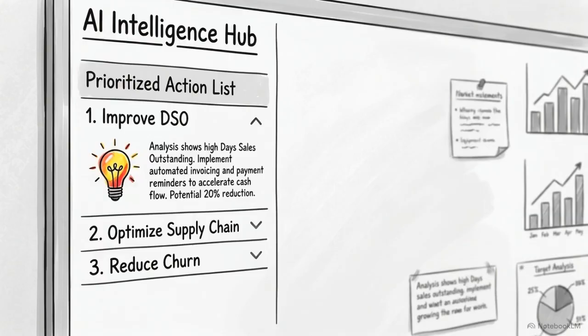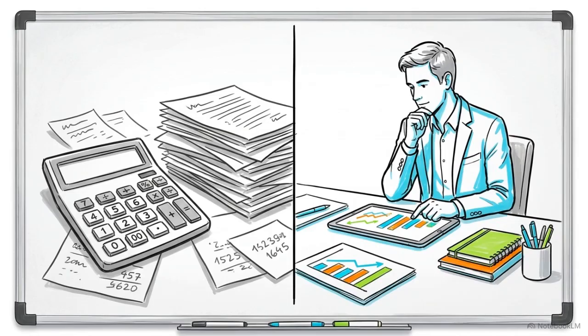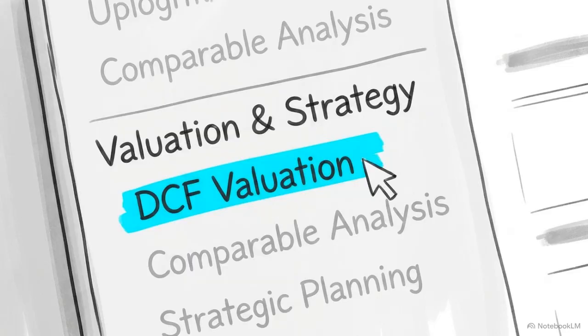The AI Intelligence Hub then translates these quantitative scores into specific strategic takeaways and a prioritized action list. By automating the computational labor, you shift your time from manual data entry to evaluating the strategic signals the engine surfaces. To estimate the intrinsic value of the business, navigate to the DCF valuation module.